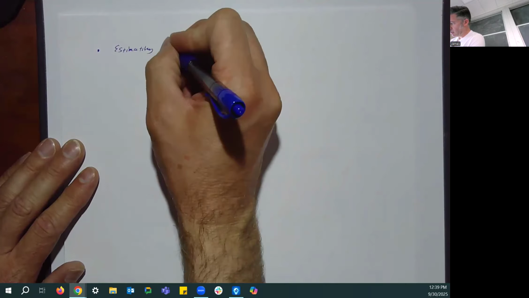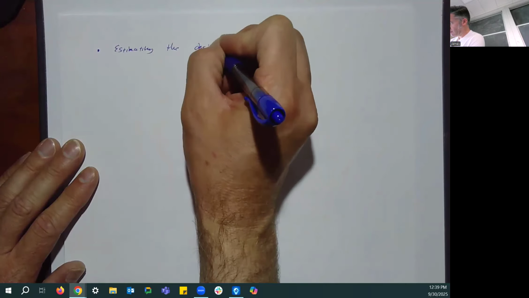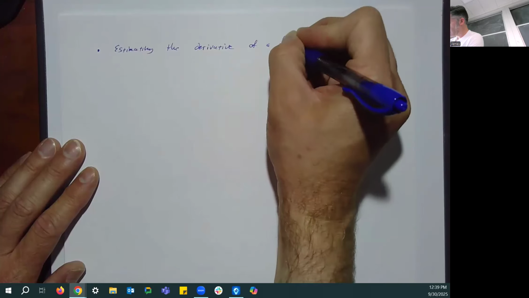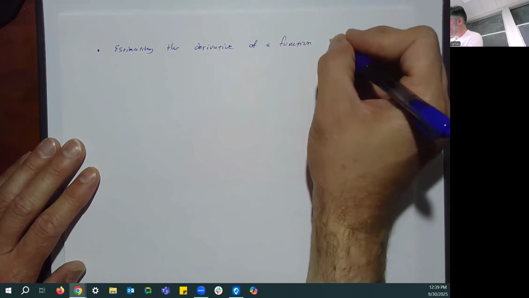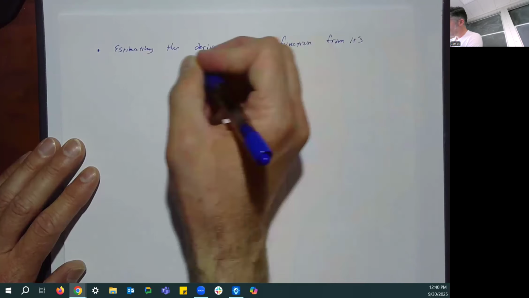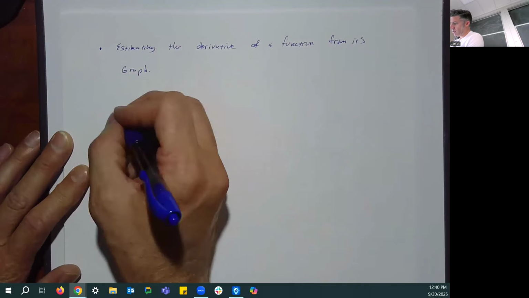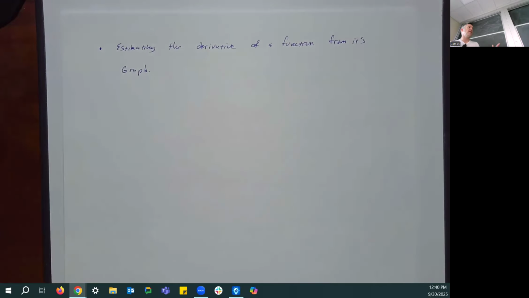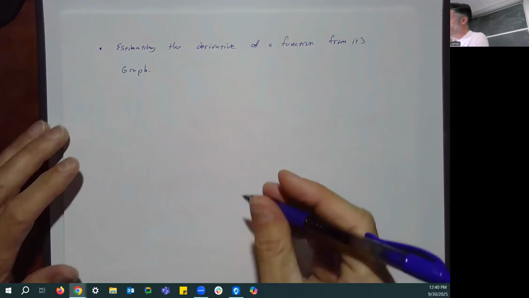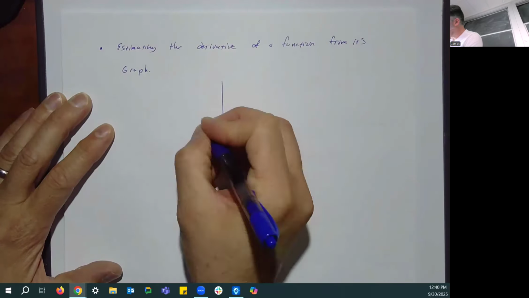So, estimating the derivative of a function from its graph. I'm going to give you a classic example. When I do this, much like your teacher has set up, it's really useful to try to draw the graph of your derivative directly below the graph of the function you've been given because it helps line things up. So here's our original graph of f of x.